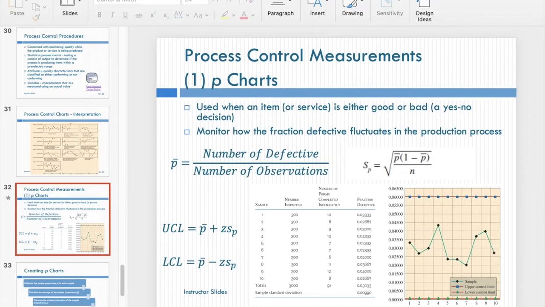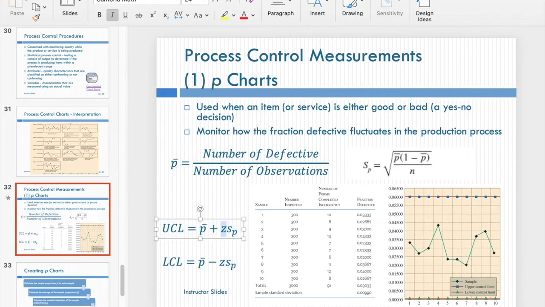After you get p bar and SP, in order to get the upper control limit and lower control limit, it's very easy. You plug this p bar and SP into the equation. But you see, for both UCL and LCL, besides p bar and SP, you also have another thing, which is Z. What is Z? Everyone should know how to get Z. If I tell you that we have a 99 confidence level, or a 95 confidence level, or a 90 confidence level, you know how to get the Z value from the Z table. I will not repeat it, of course.